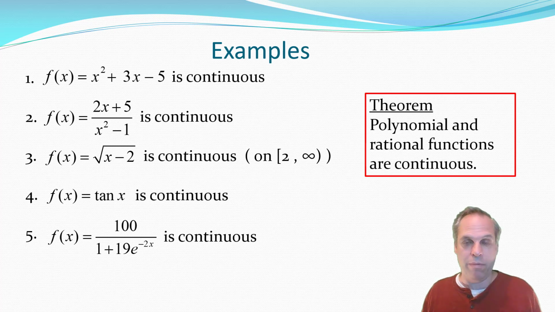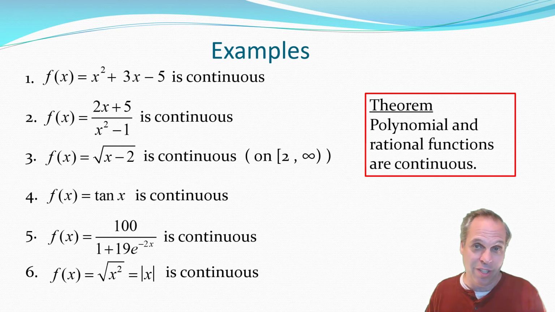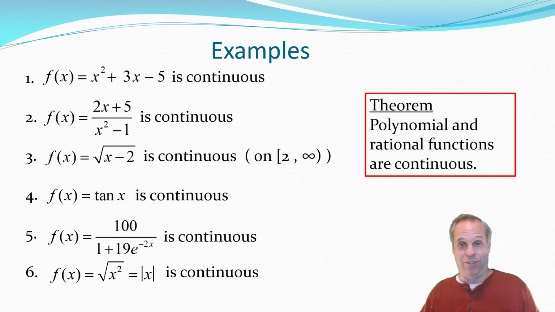It doesn't matter what value you pick because it's continuous on its domain, and in this case, its domain is everything. If you look at this function, the square root of x squared, which we know simplifies to be the absolute value of x, the square root function is continuous, x squared is continuous, and the composition of continuous functions is also still continuous. So the absolute value function is continuous.